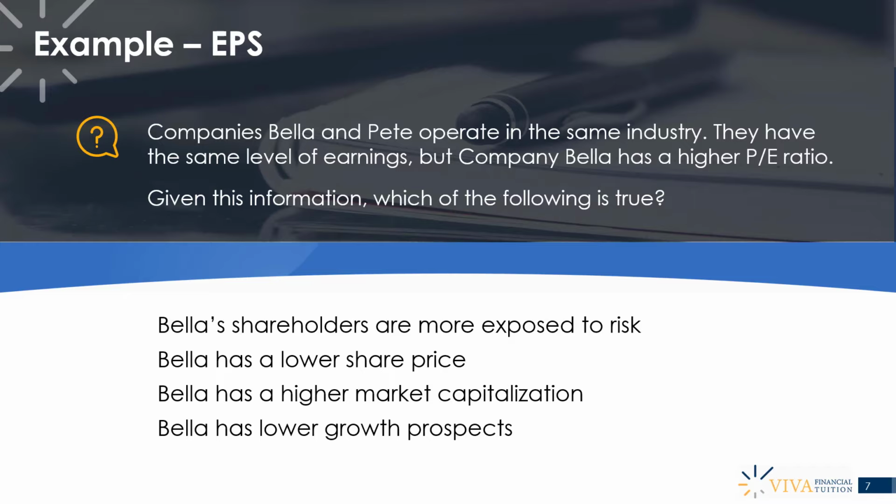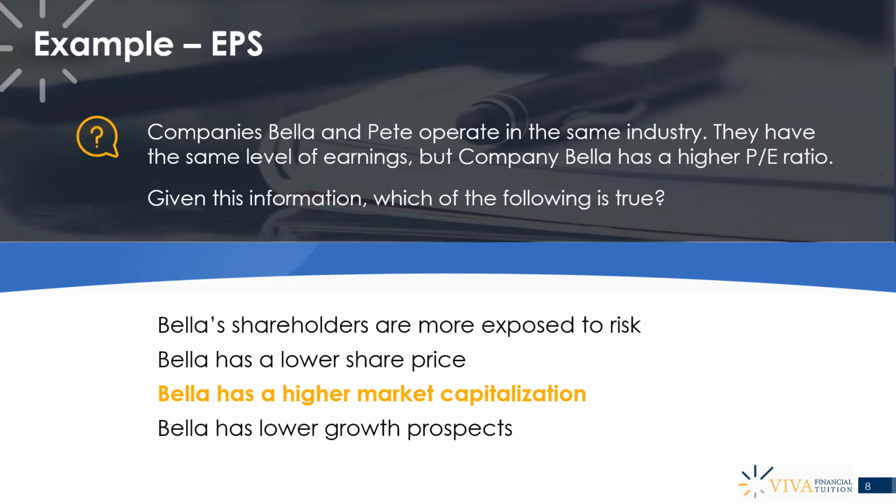Bella has lower growth prospects. Now that doesn't sound right. If a company's got low growth prospects, investors are less likely to want to invest. And so Bella would have a lower PE ratio if that was correct. But because it's got a higher PE ratio, that really means it's got better growth prospects. So the answer here is the third one. Bella has a higher market capitalization. Its shares are worth more.